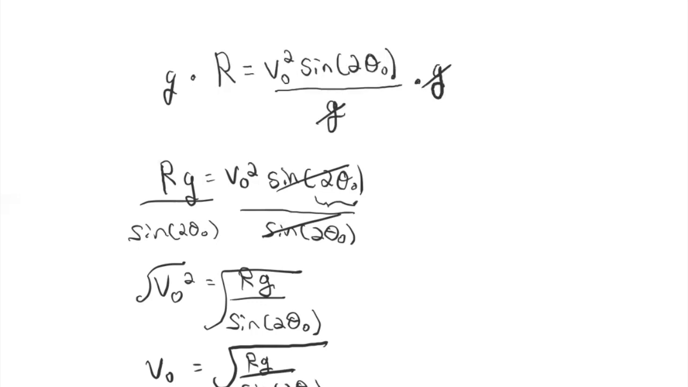So you take the range times the acceleration due to gravity, and you divide it by the sine of twice the initial angle at which you launch. And so that is how you solve the range equation for our initial velocity.